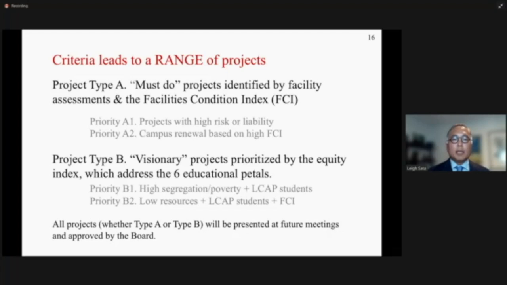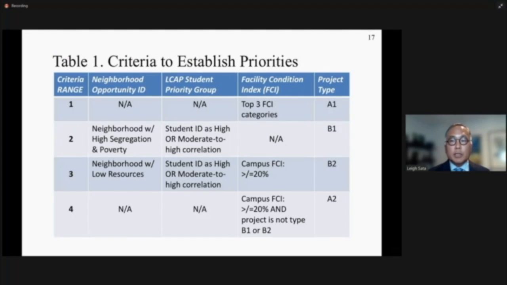And then secondly, project type B is visionary projects, which are prioritized by these equity indexes that we've just shared with you, which would allow us to address the 6 educational petals. Ron summarized those petals in this meeting, but if you recall from our last meeting, Anton from the DLR group did a deeper dive into the educational assessments and the research-backed nature of how those assessments lead to higher performance by students. And the final point here is that all projects, whether it's project type A or B, will be presented at future meetings and approved by this governing board. Next slide, please.